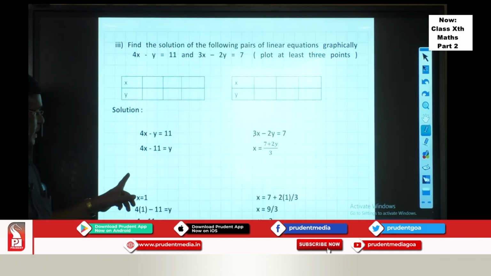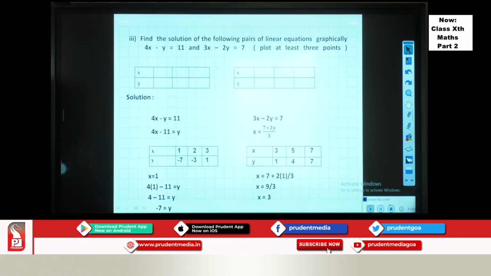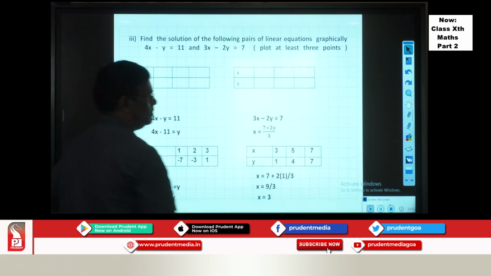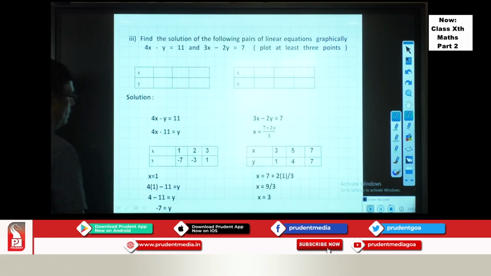Now let us go for the table now. Okay. Now here is the table I have taken. For one part I have shown a calculation here. I have taken the value of x is 1, x is equal to 1. I am substituting it now. So 4 ones are 4, 4 minus 11 is minus 7, equal to y. So if I take the value of x is 1, then I am getting the value of y is minus 7.